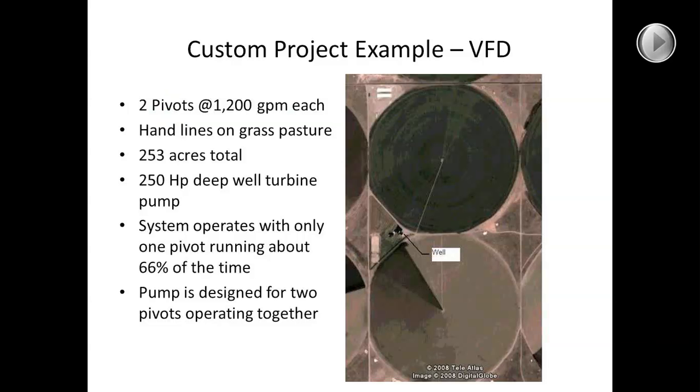This is a VFD example. This system, they had 2 center pivots running off of 1 well, and then they had some hand lines on some grass pasture. The pump was designed to run both pivots, but there was a significant part of the season that they were only running 1 pivot. They estimated about 66% of the time. So they would usually plant 1 pivot in potatoes and 1 in grain. So when the grain was done being irrigated, they'd just be irrigating potatoes for the rest of the season.